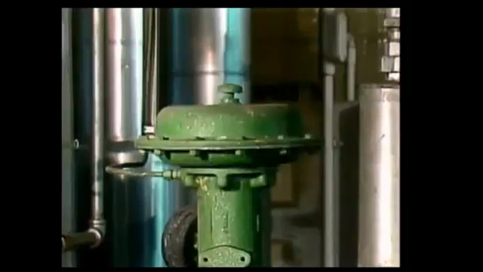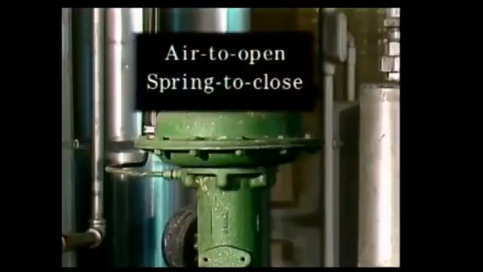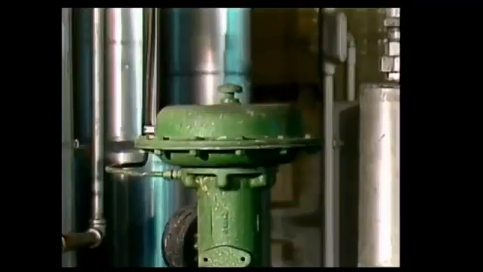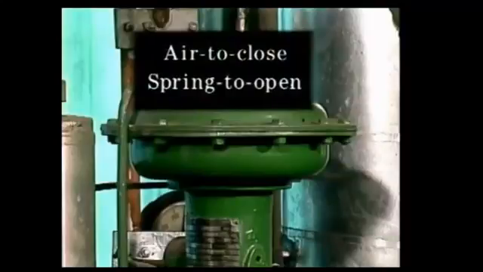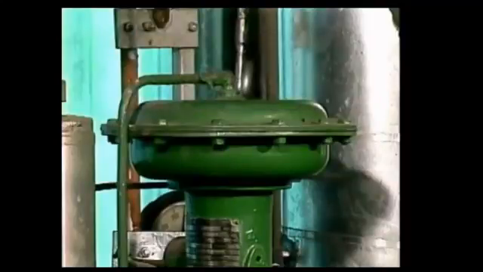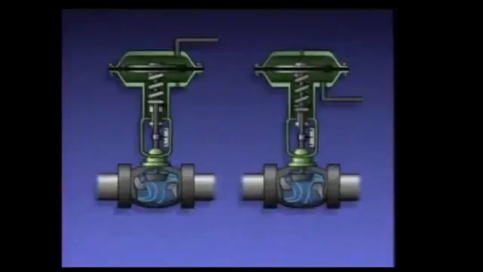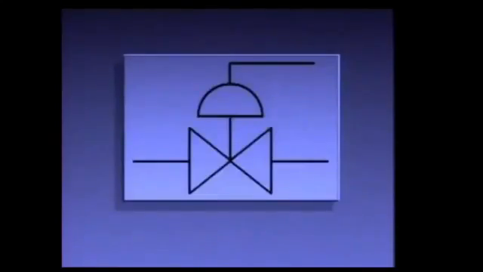A diaphragm actuator with an air line to only the lower chamber is typically an air-to-open, spring-to-close type, which causes a control valve to fail closed. An actuator with an air line to only the upper chamber is typically an air-to-close, spring-to-open type, which causes a control valve to fail open. By controlling the applied pressure, either of these actuators can be used to position a valve anywhere within the limits of travel for the actuator. Regardless of how they operate, single-acting diaphragm actuators are usually represented on process piping diagrams by this symbol.